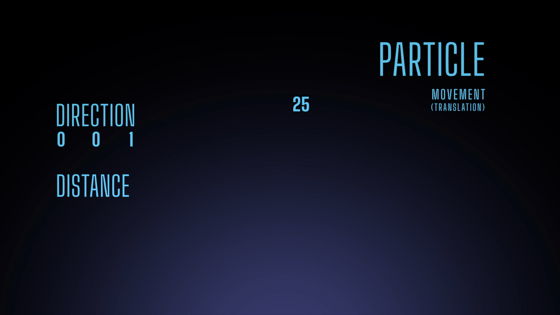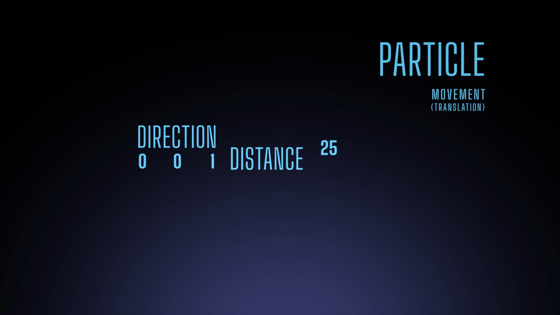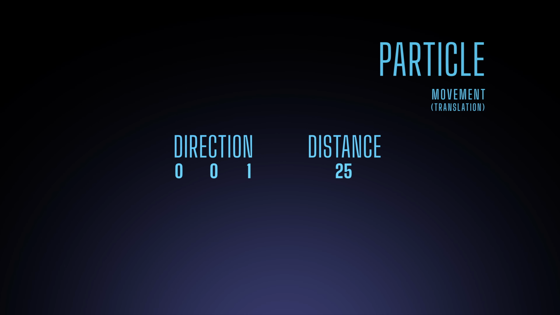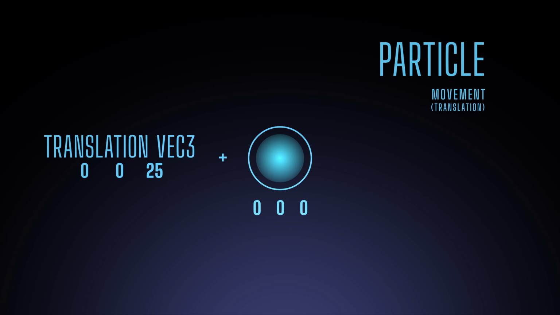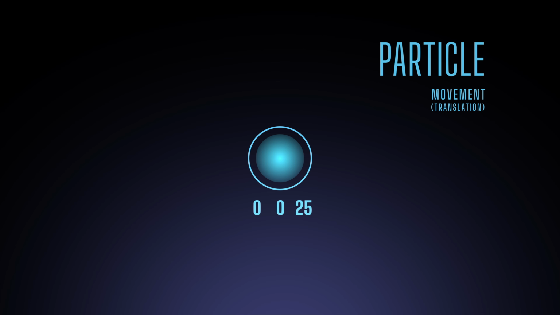Now we've got those 2 things. We've got a direction to head in, and we've got a distance. We can now work out our new position mathematically. All we have to do is multiply our direction by the distance we need to travel, which mathematically gives us a new vector 3. And then we add that new vector 3 to the original particle position. And what that'll do is translate it from its original position to its affected position.